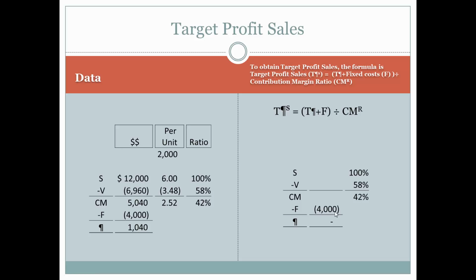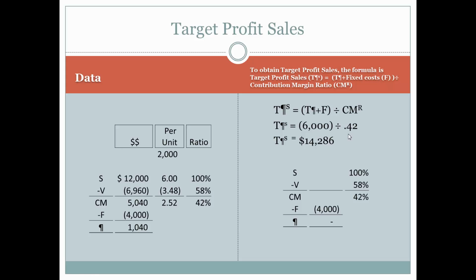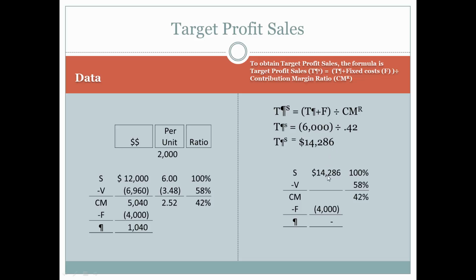So we're going to use this formula in order to determine how many sales we need to make in order to cover both the fixed expenses and to yield a $2,000 profit. So target profit sales are equal to $2,000, which is the target profit, plus $4,000 fixed expenses divided by the contribution margin ratio. This will be $6,000 divided by 0.42, representing the 42%, which means that our target profit sales should be $14,286. So our sales will be $14,286.